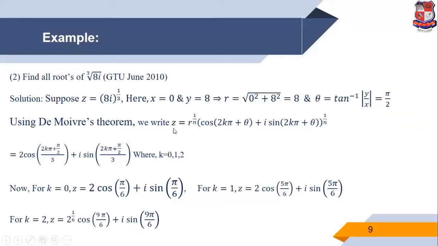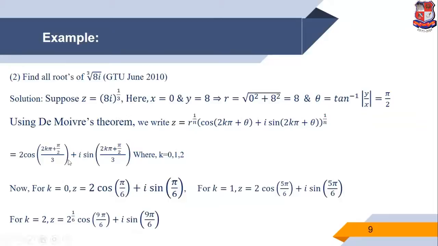So using De Moivre's theorem, we write z is equal to r raised to 1 upon n, cos((2kπ + θ)/n) + i sin((2kπ + θ)/n). Now n is replaced with 3 and theta is replaced with pi by 2. r is 8, so 8 raised to 1 by 3. And 8 is nothing but 2 raised to 3, so 2 raised to 3 into 1 by 3. The 3s cancel, so we get 2.